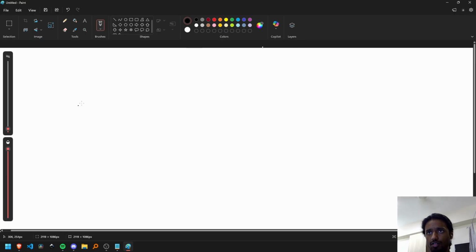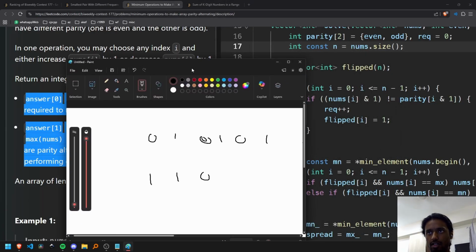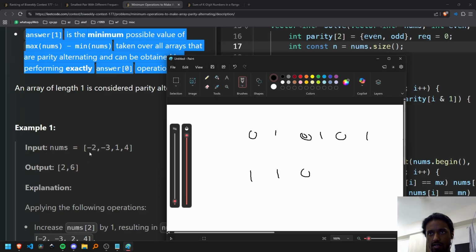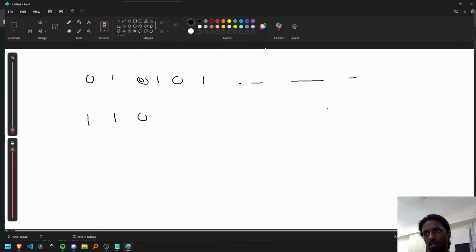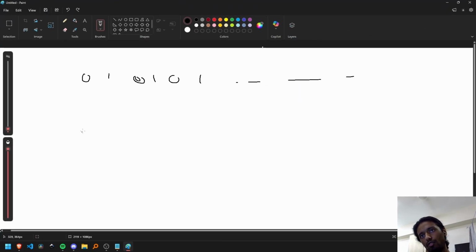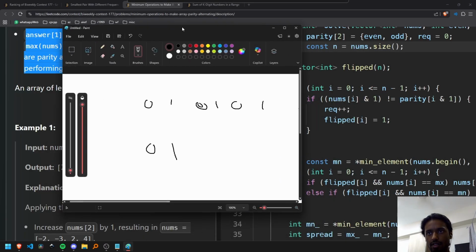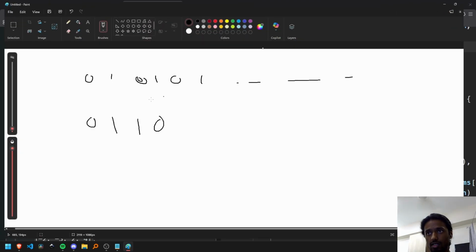So assume we are trying to solve for this arrangement 0 1 0 1 0 1, right? And we have an array with this parity 1 1 0. I'm only writing the parities right now. I'll take this example only: -2 -3 1 4. -2 has parity 0, -3 has parity 1, 1 has parity 1, and 4 has parity 0. This is the parity, right?